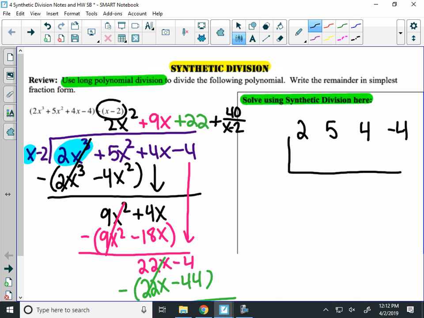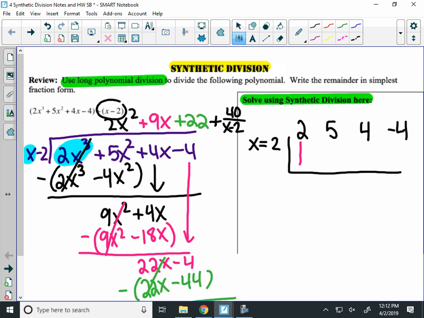That also means that we're testing to see if x equals positive 2 is a root, right? If x minus 2 is a factor, then x equals positive 2 will be an x-intercept. So we actually put the positive root that we're looking for out in front. All right, now follow the process here. Once you get it, it'll go really fast.